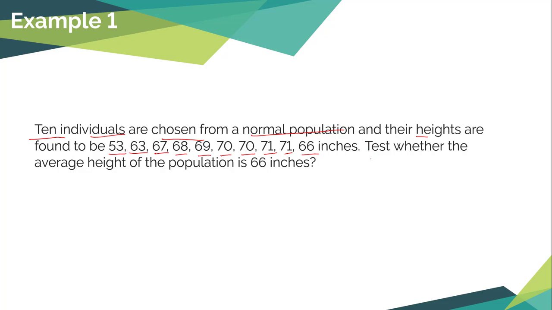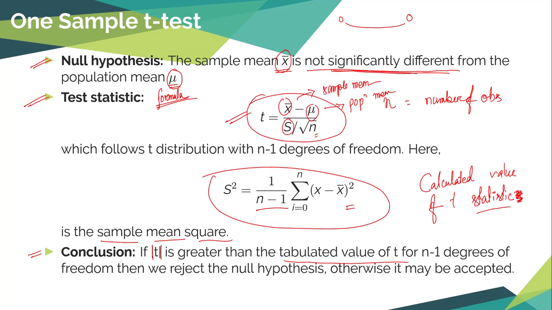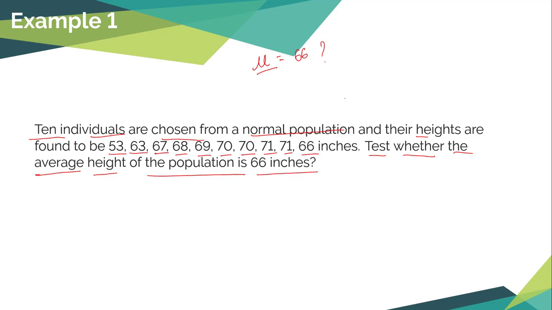What we are trying to find out is to test whether the average height of the population is 66 inches. So here we are trying to find out whether mu is equal to 66. Mu is the population mean, right? And the question is asking you to find out whether the population average height is 66 inches. So basically it is asking whether mu is equal to 66 or not, right?